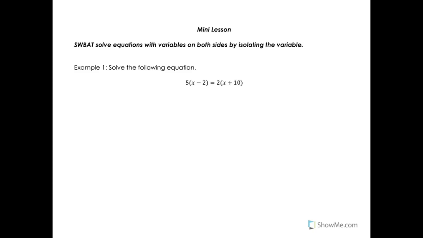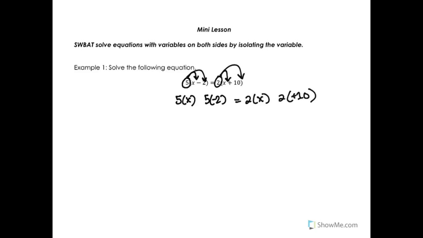So let's distribute. I'm taking this positive 5 and distributing it to the x, so I have 5 times x. And then I have 5 times negative 2. And on the other side, I have 2 times x, and I have 2 times positive 10. So all I've done is distribute what's outside of the parentheses to what's inside. And when I simplify that, I have 5x - 10 = 2x + 20.